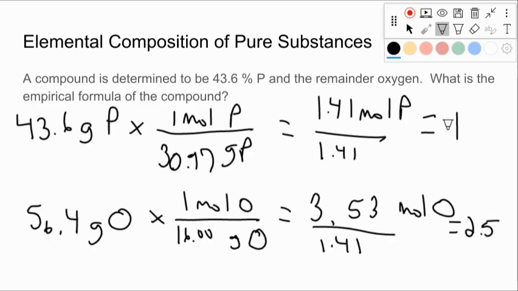So then we have the problem of these are not whole number ratios. When this happens, I have to make whatever one has a decimal into a whole number ratio. My rule was if it ended in 0.5, like 2.5, I would multiply that value by 2. That means I also have to multiply this value by 2. So this one ends up being 2, and 2.5 times 2 gives me 5. So my final formula is P subscript 2, O subscript 5. We don't have any sort of fractions for our subscripts.